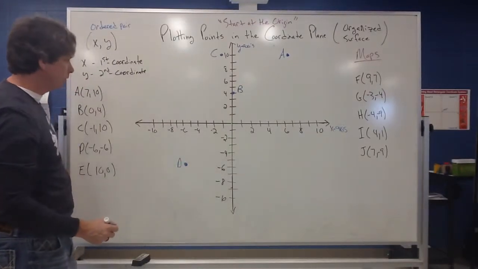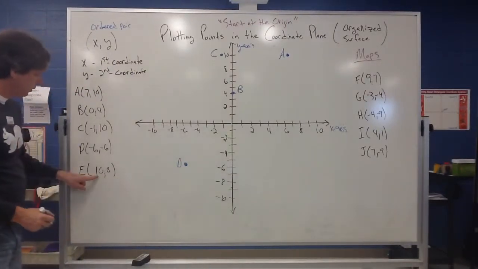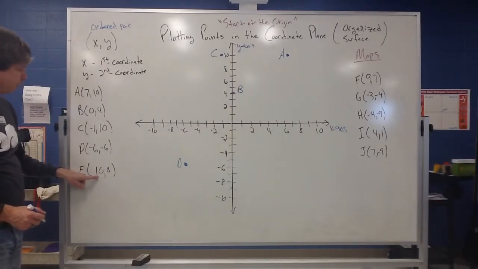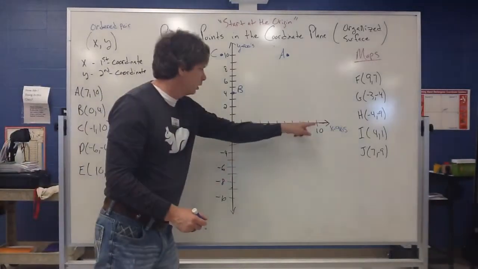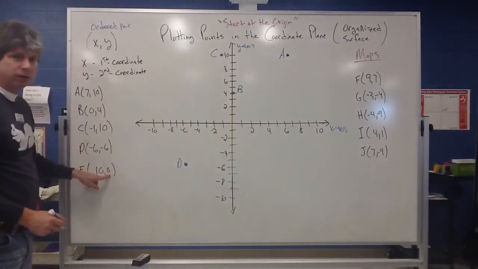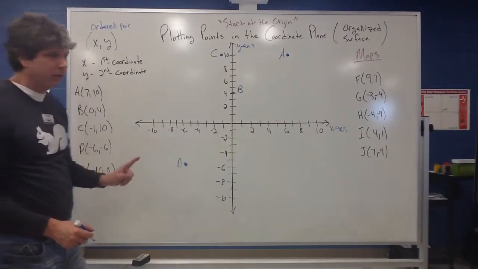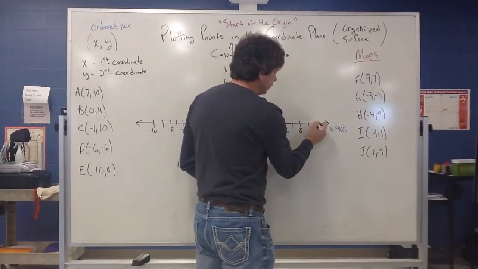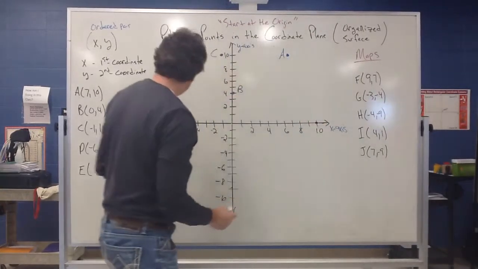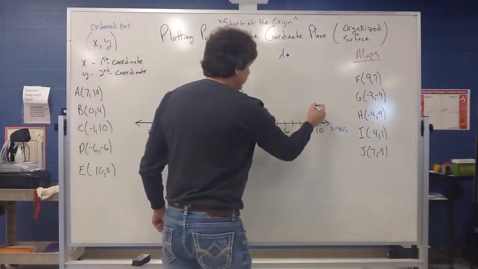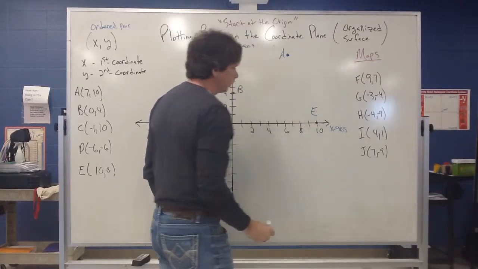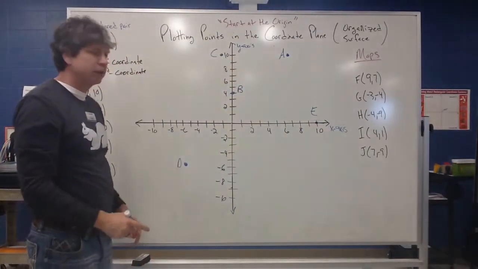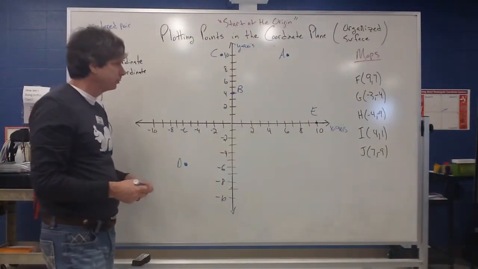Point E is 10, 0. So again, my first coordinate tells me to start from the origin and go 10. My second number is 0. Notice, since my second number is 0, I don't move up or down. So I move right 10, and that 0 says stay right there. So point E would be located on the x-axis. It's actually not in a quadrant, it's on one of the axes.